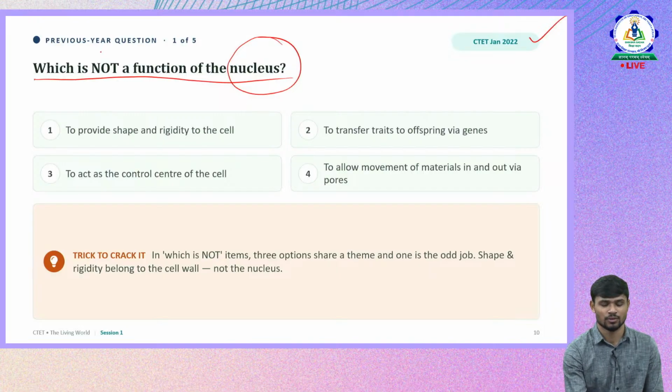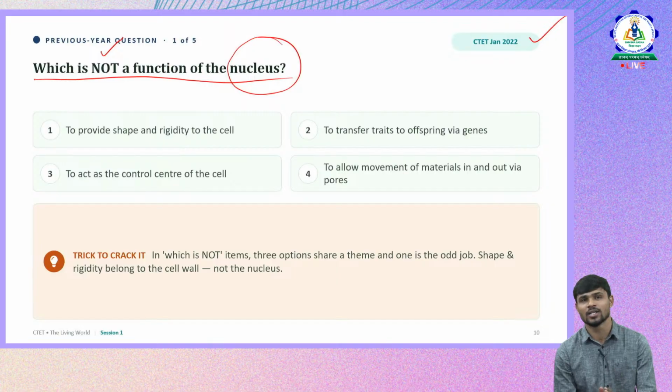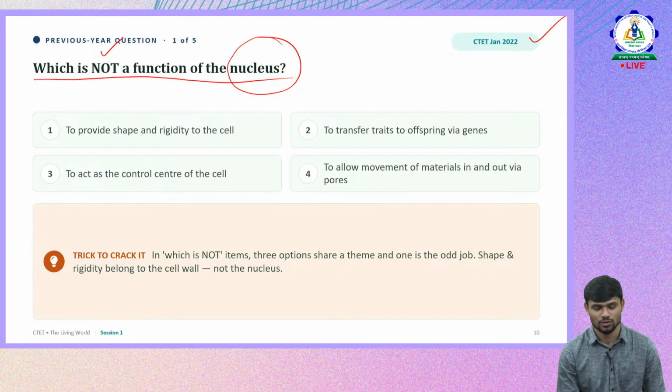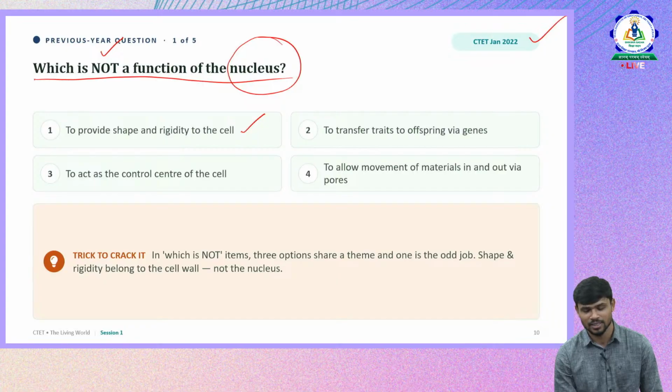Not a type of question. Okay, which is not a function of the nucleus? So which is the answer? Option 1, to provide shape and rigidity to the cell. Option 2, to transfer traits to offsprings via genes. Option 3, to act as a control center of the cell. Option 4, to allow movement of materials in and out via pores.